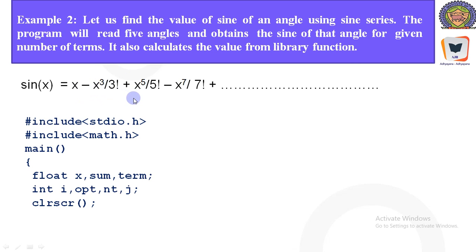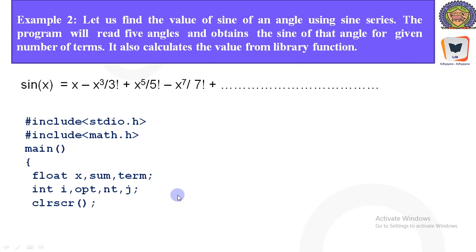Terms are positive and negative alternatively, like a sinusoidal wave, and the second term is x cube, then x to the power of 5, x to the power of 7. Numerator is to be generated and denominator is also to be generated. As far as denominator is concerned, it is an odd factorial. As far as numerator is concerned, it is an odd power of the radian value of an angle. Here sine of an angle is expressed in radians, because computers will never understand if you give the angular value. Therefore, with this knowledge, we will just jump into this program and try to understand this.